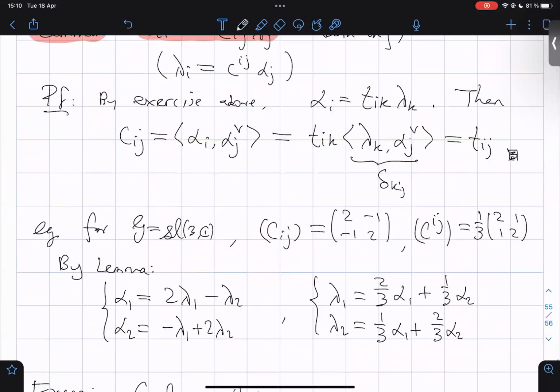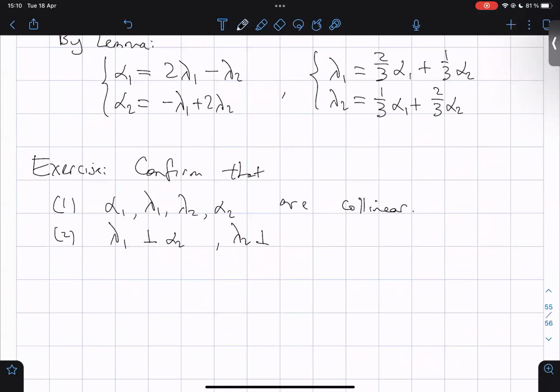What do you mean by collinear? They're all on a single line. Yep.